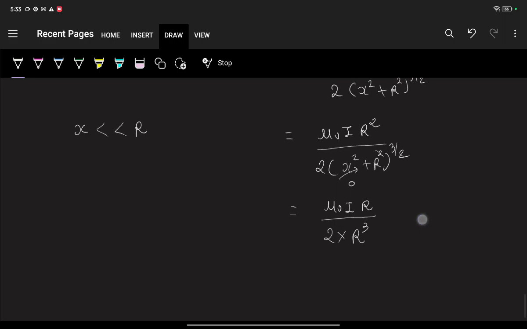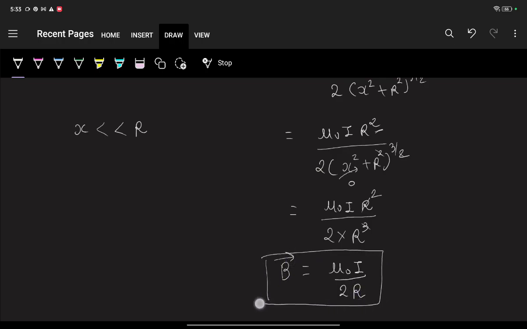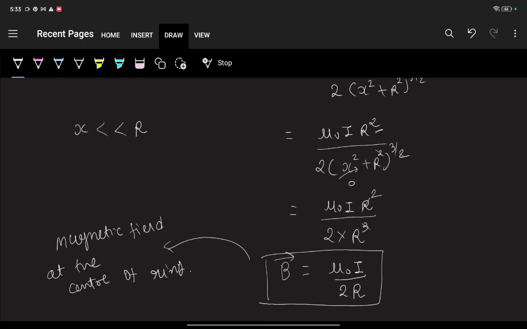Because these will get cancelled out. So again we will get mu naught I by 2 r. No, r square was there, right? Yes, sir, r square, as I told. So the magnetic field at the center of the ring is given by mu naught I upon 2r.